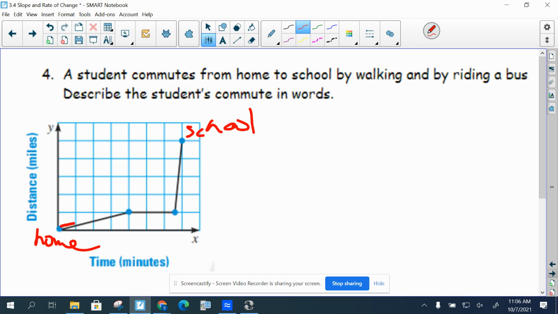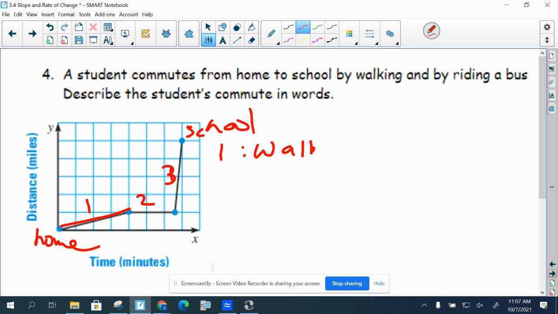So what's happening during this section? It says by walking and riding the bus. So what's happening during that section? What did you say? They're walking to school. Yeah, they're walking to school. So here, walking at, you could say, a moderate rate. So I guess section 1, maybe I'll put 1.